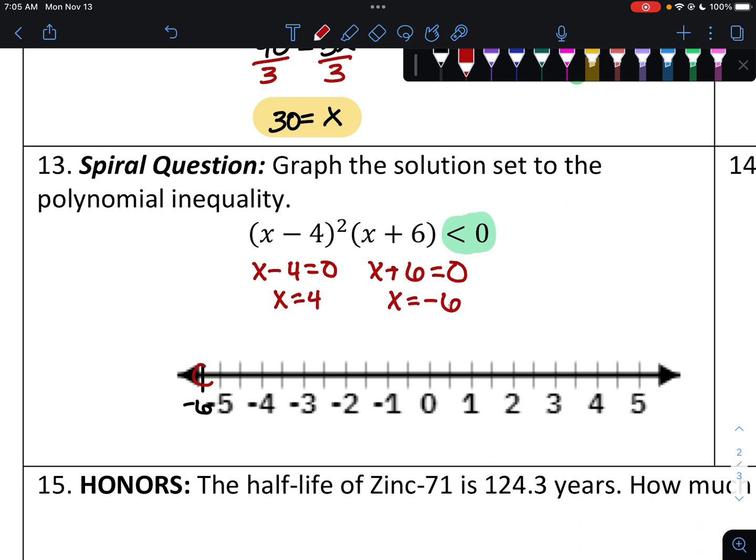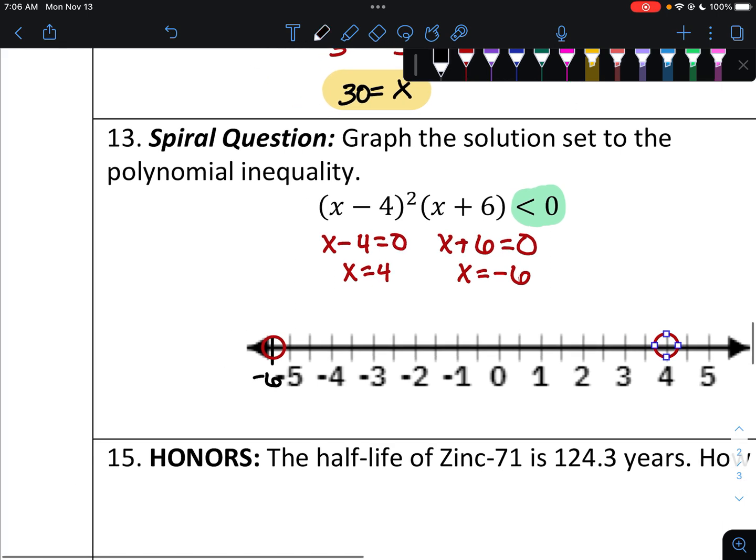So open circle at negative 6, open circle at 4. I'm going to graph this on my calculator. So I have x minus 4 squared times x plus 6. I graph it. I'm going to sketch a rough sketch of it.